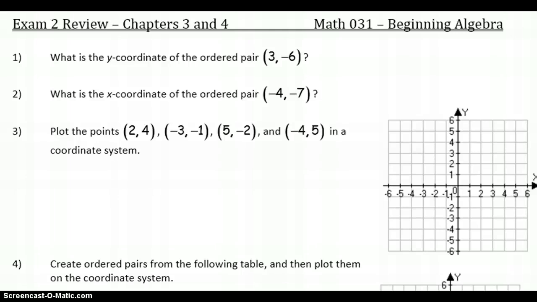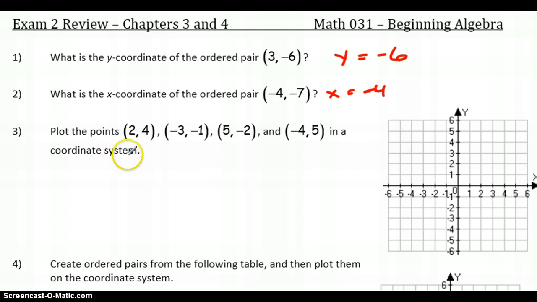So let's look at some review questions from chapters 3 and 4. The first couple right here are pretty easy. Let's just answer these anyway. What's the y-coordinate of the ordered pair? So I can just say the y-coordinate of this ordered pair is -6. What's the x-coordinate of this ordered pair? The x-coordinate's the first coordinate, so -4. Okay, nothing too fancy about those.